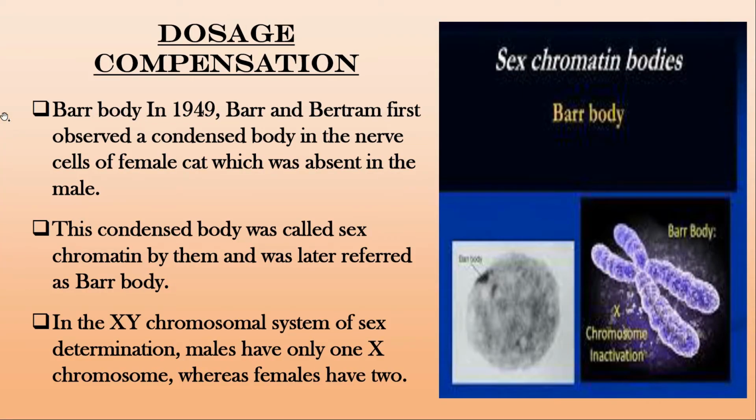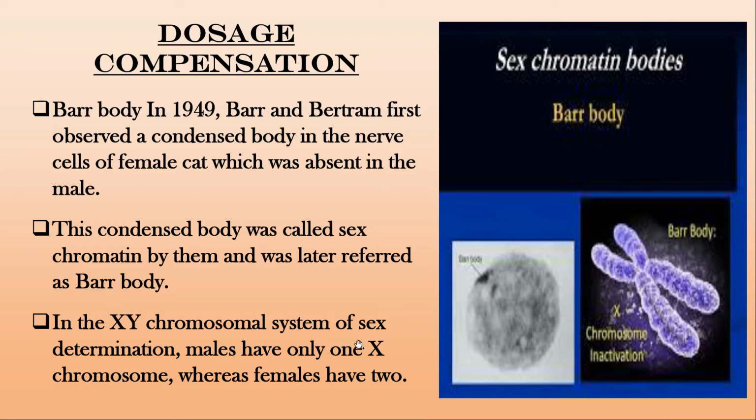Now let us see about dosage compensation, or the Barr body. In 1949, Barr and Bertram first observed a condensed body in the nerve cells of the female cat, which was absent in the male. This condensed body they called sex chromatin, and later it was referred to as the Barr body.